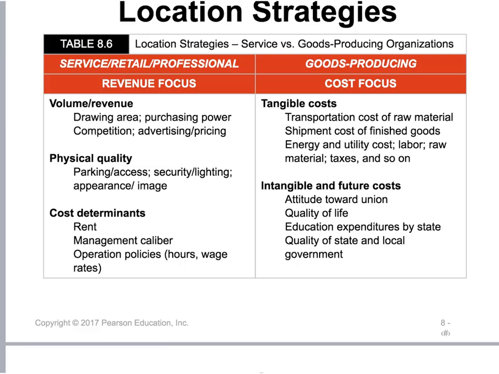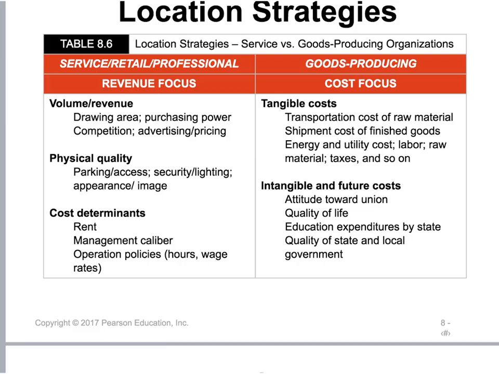When you're thinking about businesses, there are two slightly different approaches. A service retail company is revenue focused, whereas a goods producing company is more cost focused. As a producer, I'm going to look for the cheapest cost: transportation costs, shipment costs, labor costs, all of that. I'm going to try to find a low cost area. That's going to be my most important criterion.